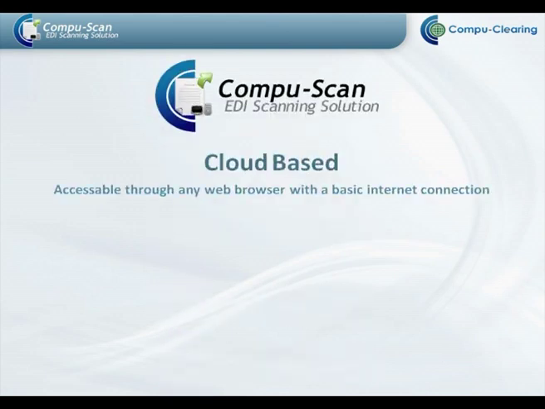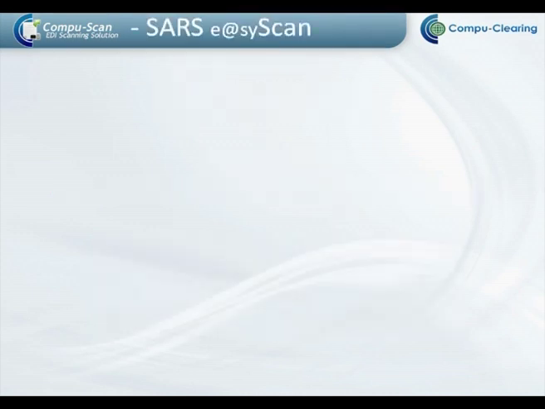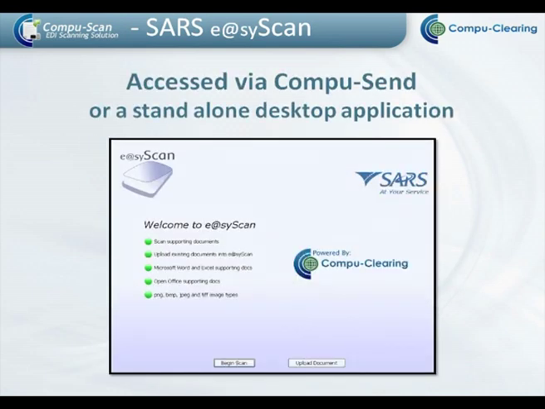The Compu-Scan module is a cloud-based module which is accessible through any web browser with just a basic internet connection. Some of the technologies which we have incorporated are Java, Adobe, and IBM System i. The SARS Easy Scan module can be accessed either via CompuSend or through a standalone desktop application.